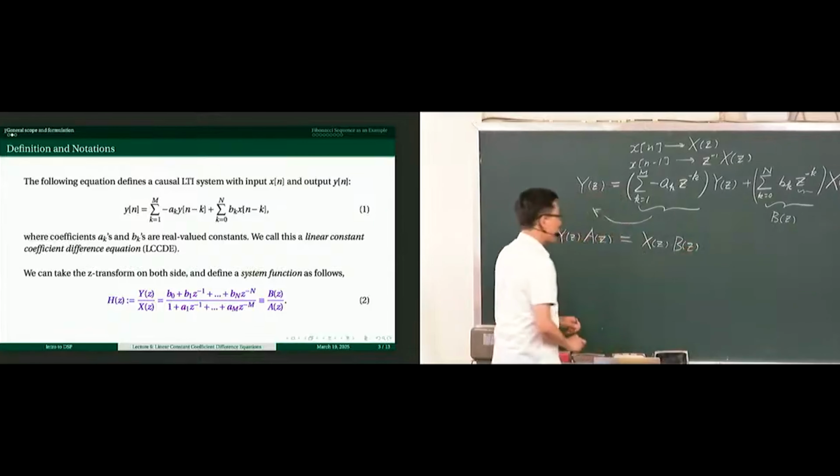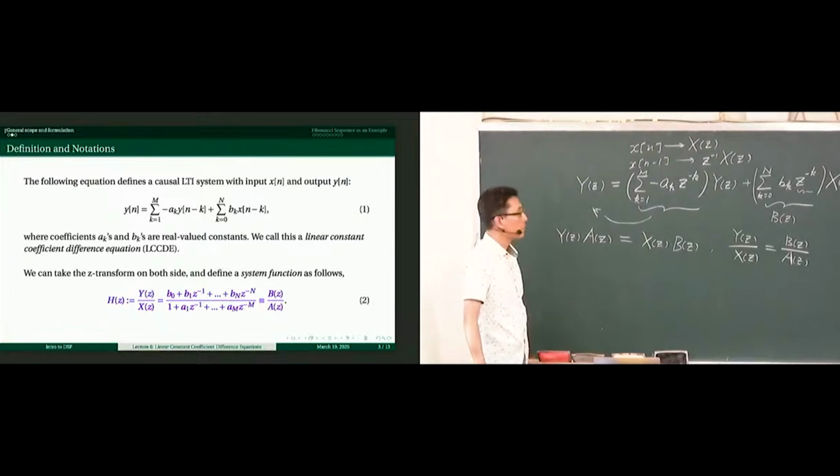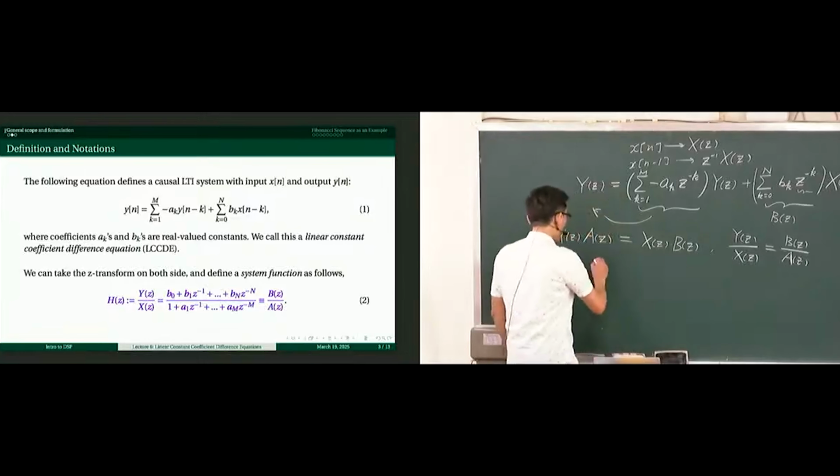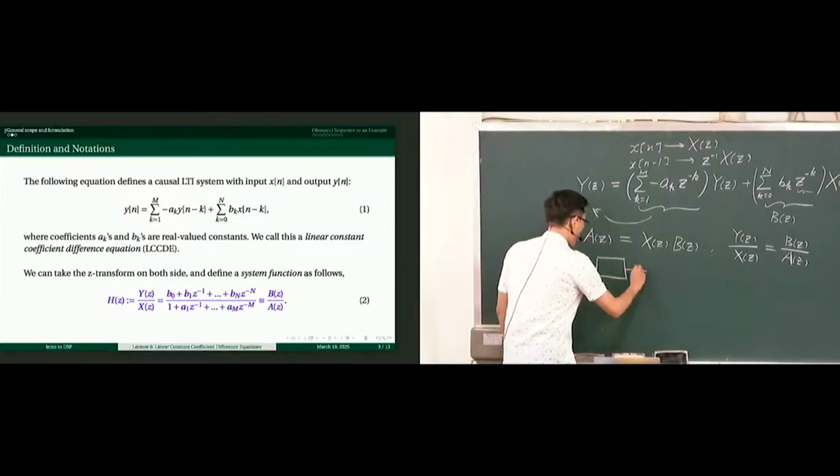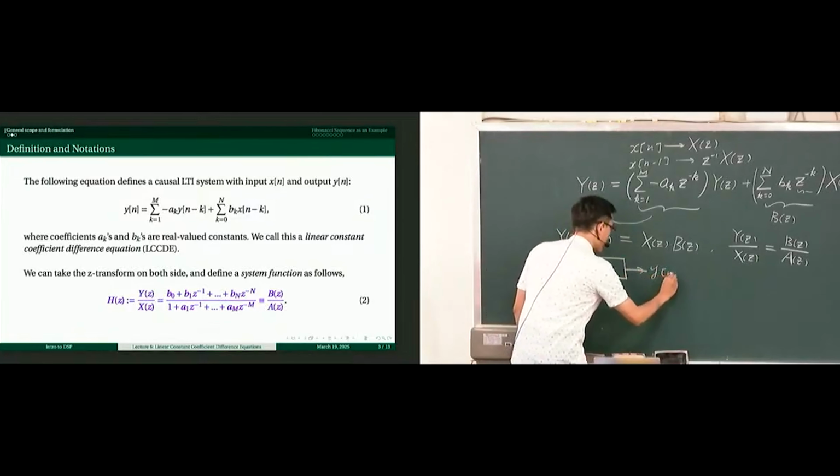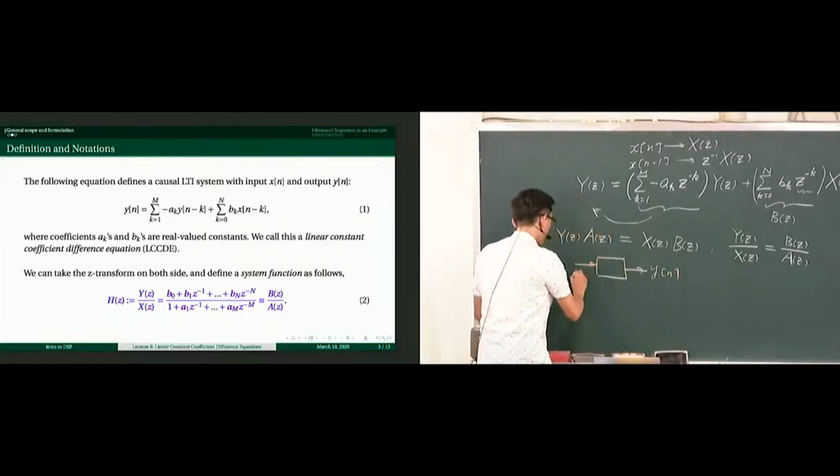Y(z) divided by X(z) equals, A goes here, B goes on top. Okay, B(z) divided by A(z), where both of them are polynomials of z inverse. So far, so good? But remember, what is y? Y is the output of our system. The output that our system produces while receiving the input x, right?